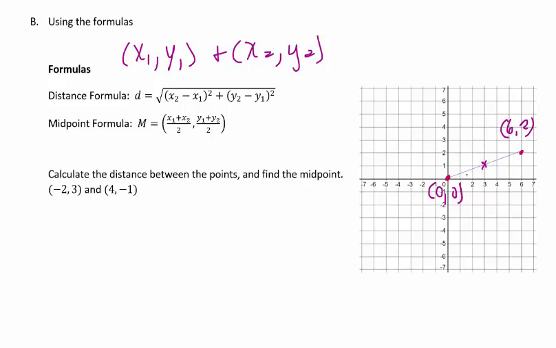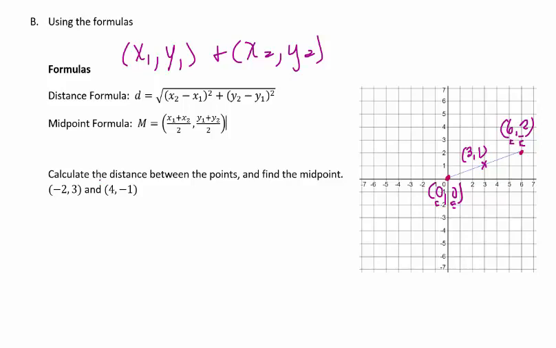But another way that we can calculate this is just to average the x's. So I would average the 0 and the 6 together, so 0 plus 6, divided by 2, is 3. And then I would average the y's together. So 0 plus 2 is 2, and then divide by 2, and we get 1. And so our midpoint is 3, 1.